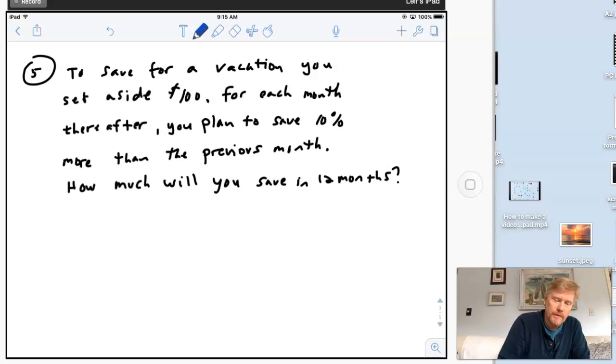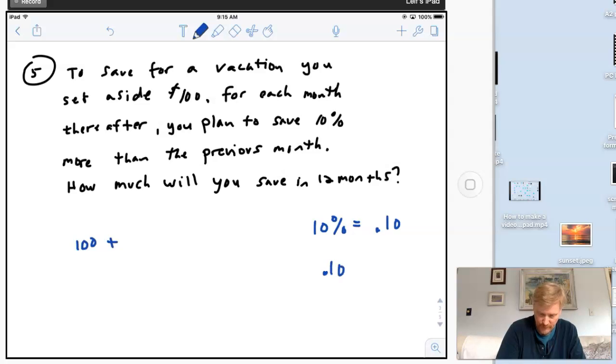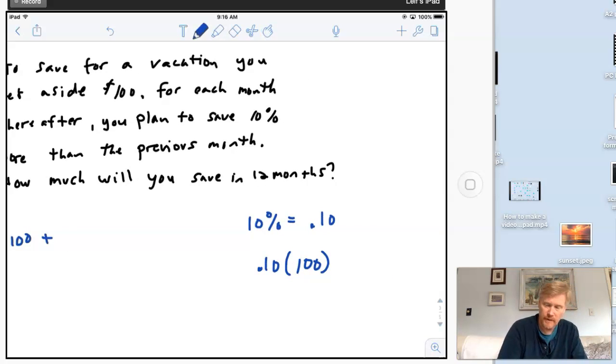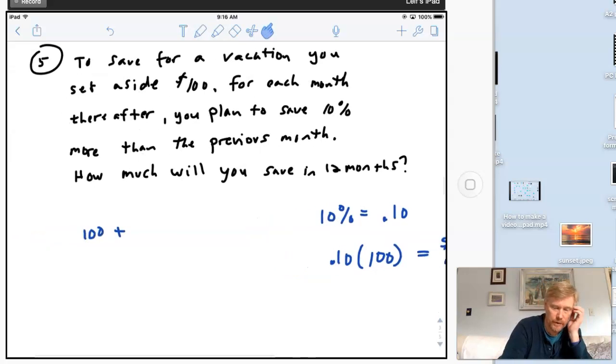Okay, so with this kind of problem, I like to try to figure out the first couple numbers in the sequence, okay, or series, and these are nice numbers because it's hundreds. So 10% is 0.10, okay? So if I take 0.10 and I multiply it times 100, I'll see how much more I'm going to save next month than I did this month. And if you do that, you get 10. So $10 more next month than the first month. That will be $110, okay? So, you add it to the 100.